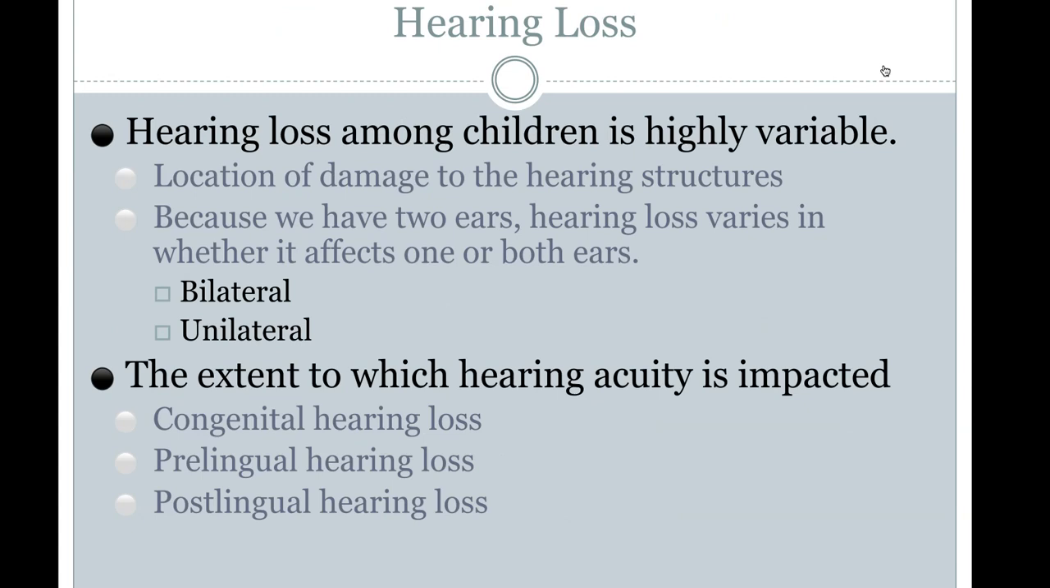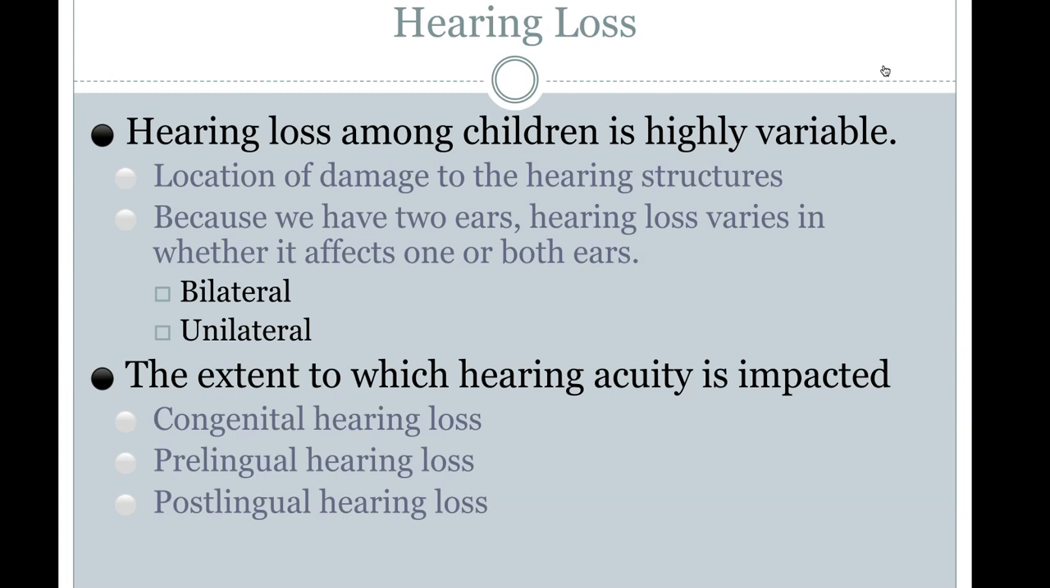Hearing loss among children is highly variable. The location of damage to the hearing structures: is it the outer ear, the middle ear, the inner ear? Is it the auditory nerve? And then because we have two ears, hearing loss varies in whether it affects one or both ears. If it's bilateral, it affects both ears. If it's unilateral, it affects one ear.